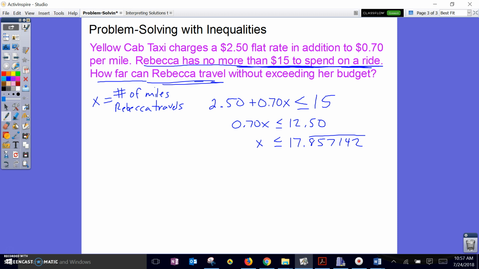So, because the cab charges 70 cents per mile, every time you go over to a new mile, say you drive 17.1 miles, they're going to charge you for 18. So this right here says that Rebecca can travel at most 17 miles.